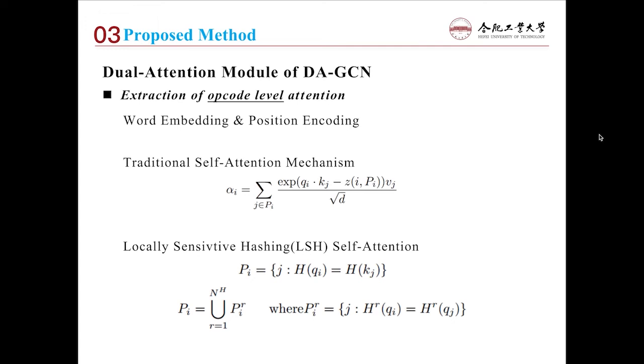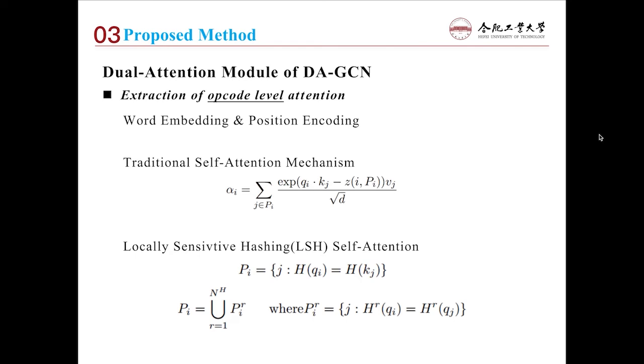In the computation formula of traditional self-attention, i and j denote the i-th position and the j-th position in an opcode sequence. Alpha i is the attention coefficient of position i. Q, K, and V are the query, key, and value vectors at position i. d is the dimension of each vector of Q, K, and V. Pi denotes all the queries which the query at position i can attend to, and Z denotes the softmax function.